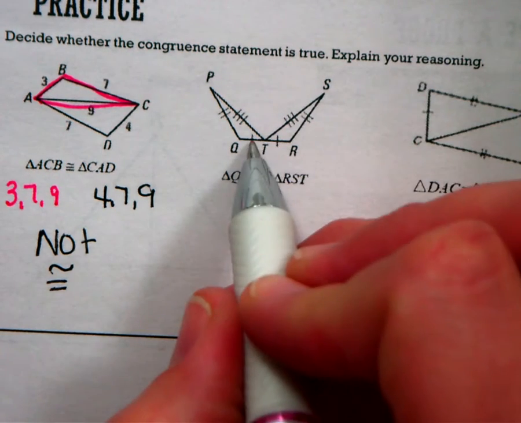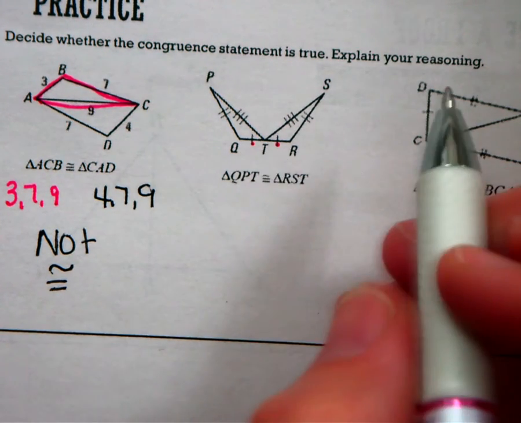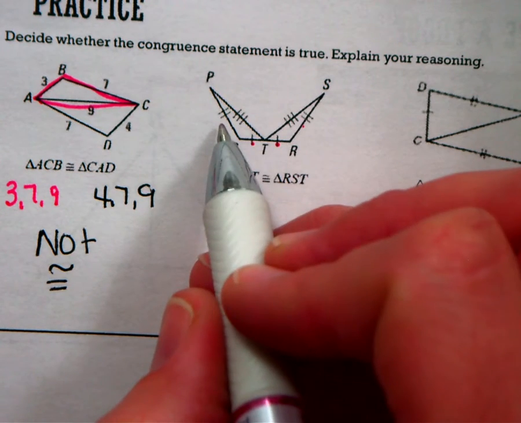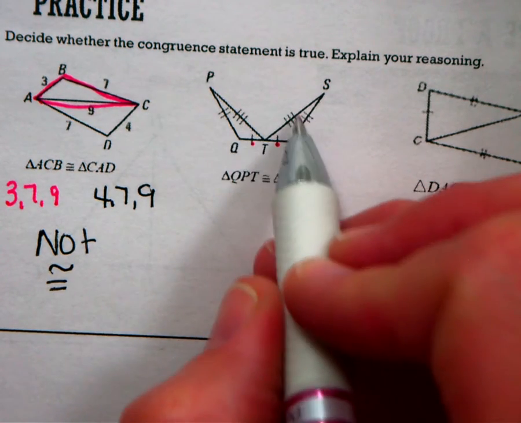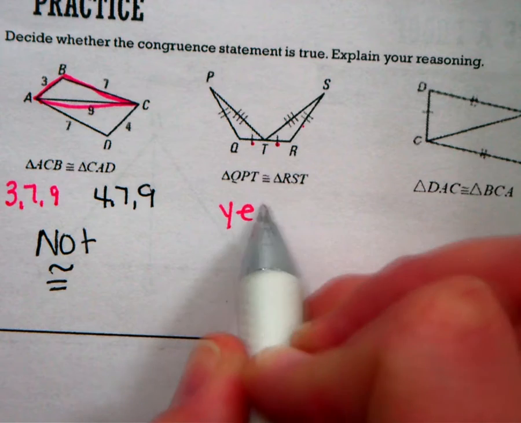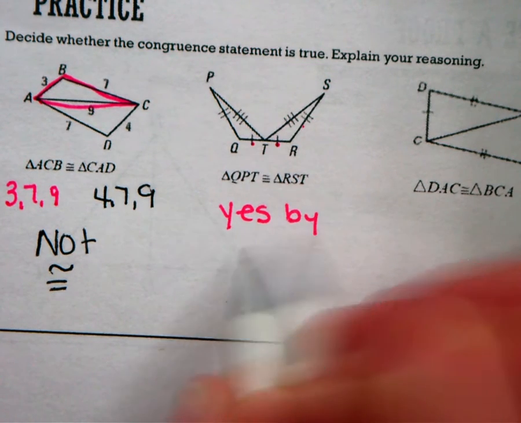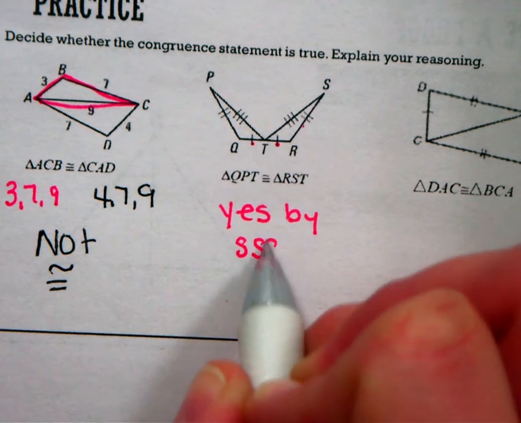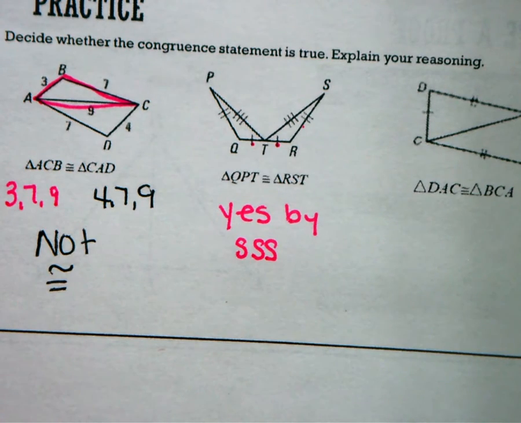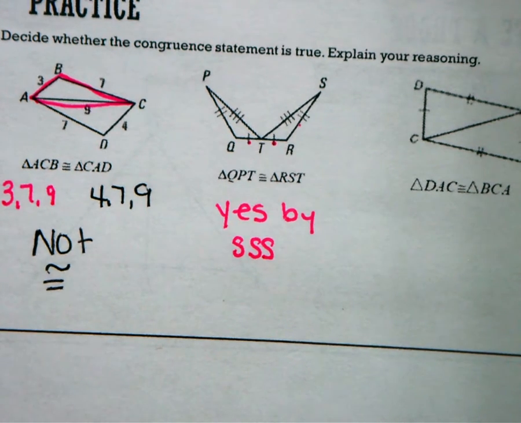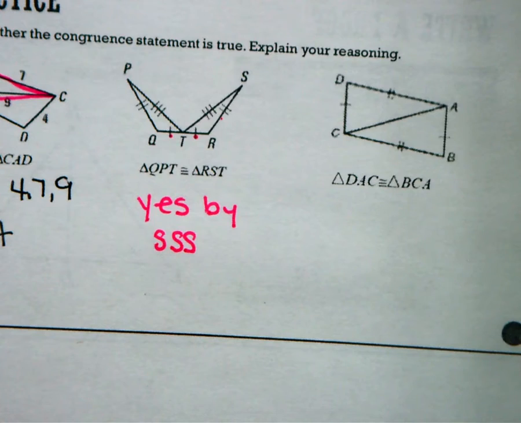The second one does have a single tick mark, so those are the same. Double tick, so those are the same. And triple tick, triple tick. So yes, those are congruent by side, side, side. Side, side, side postulate.